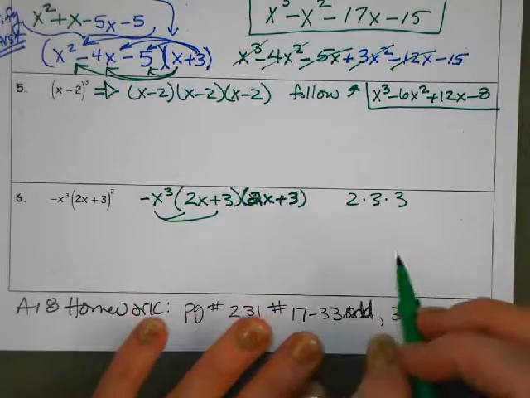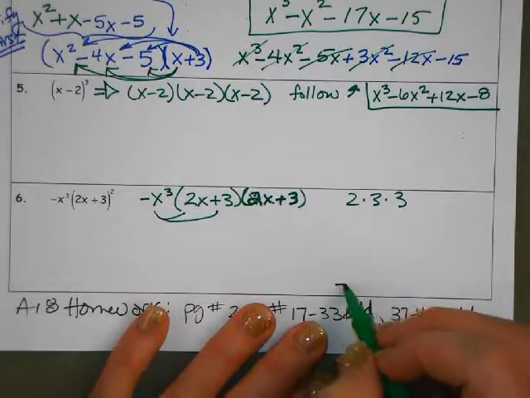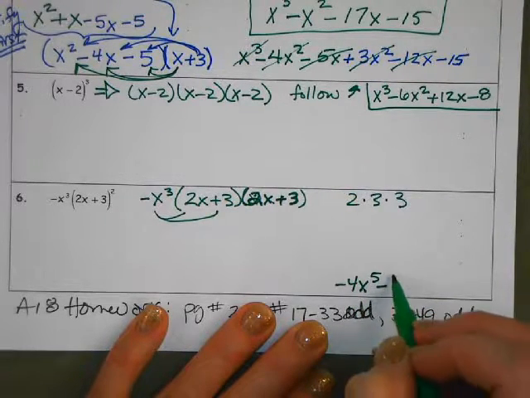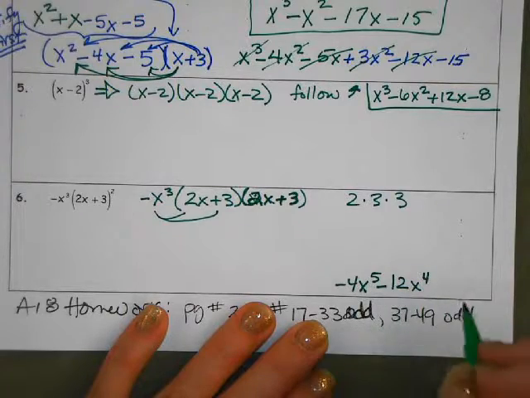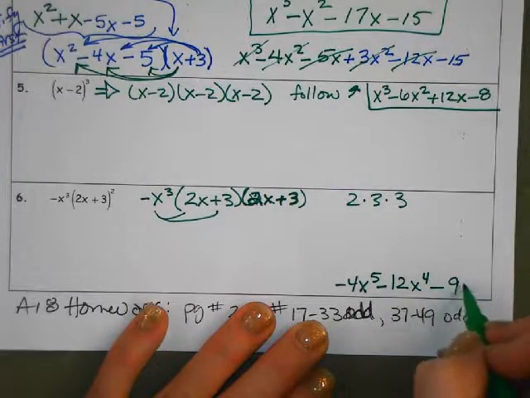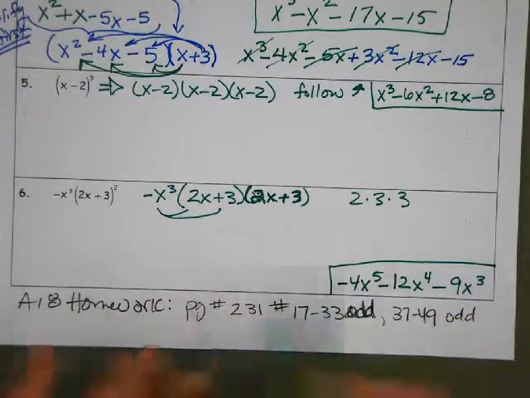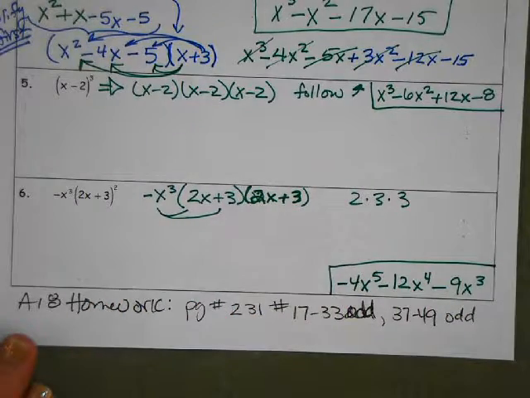Right. Okay, so your answer on this one is going to be negative 4x to the 5th minus 12x to the 4th minus 9x cubed. Okay, so that's going to be your answer. So when you get done, that's what it would be. Does that make sense?